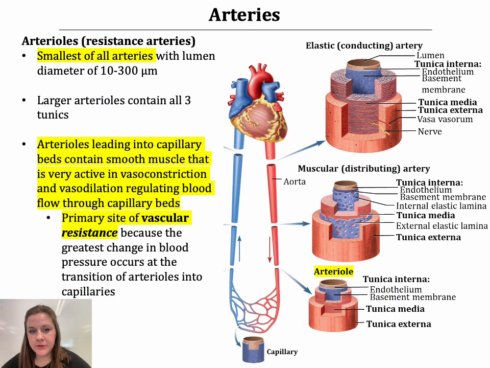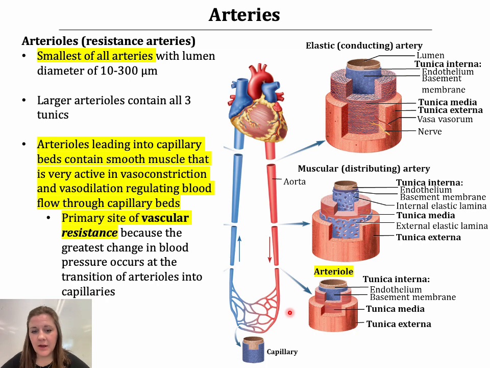Then we have the arterioles, also called resistance arteries, because this is where the blood meets a lot of resistance. We have quite a reduction in size taking place when we go from these elastic conducting down to the muscular distributing, and then these tiny arterioles. The blood is meeting a smaller lumen, and with that comes an increase in resistance, right? It's not going to allow the blood to flow as easily because it's getting smaller.